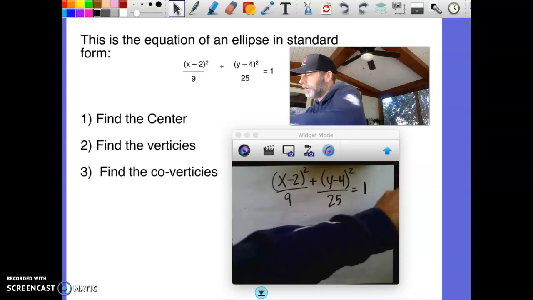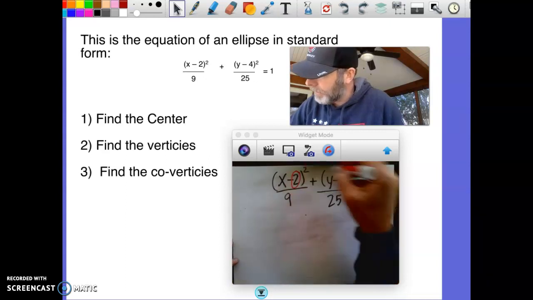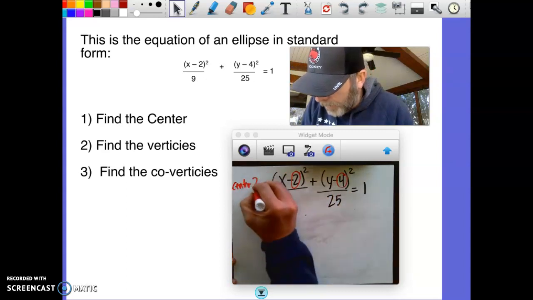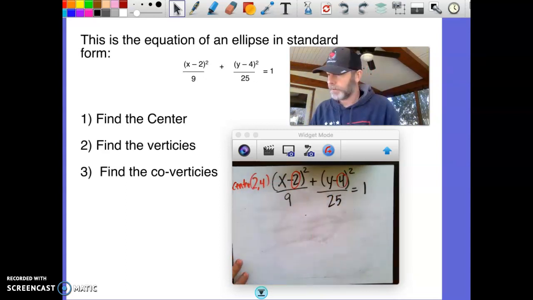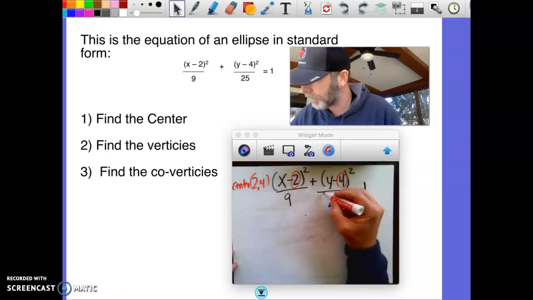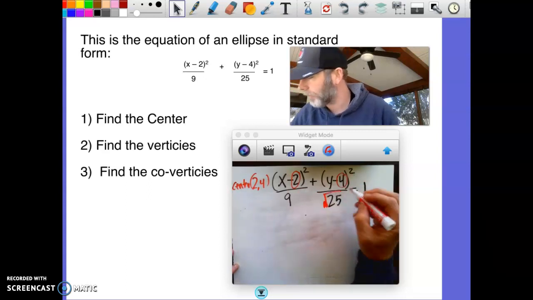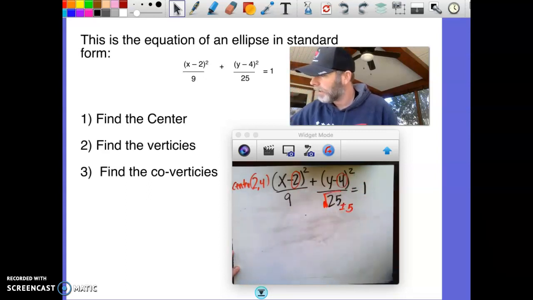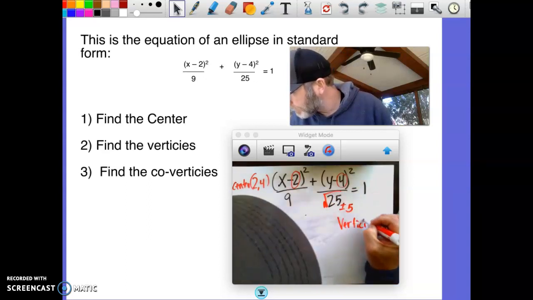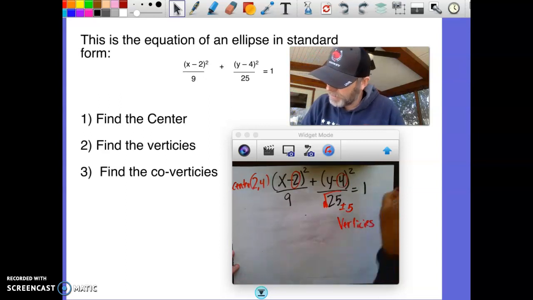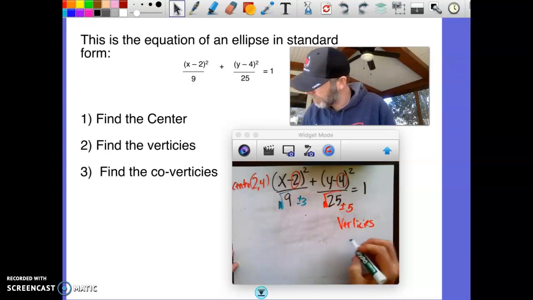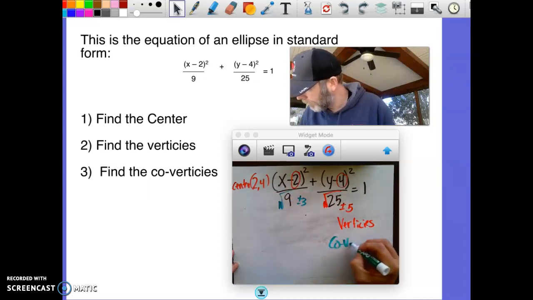Okay, so first thing we're going to do is identify center. So center, 2, 4. And then off the side here, or underneath here, we're going to find the larger of the numbers. This one's larger. Find the square root of that. That's plus or minus 5. That's going to be associated with my vertices. And then the other one right here, the smaller one, it's plus or minus 3. I write it by it. That's going to be my co-vertice.